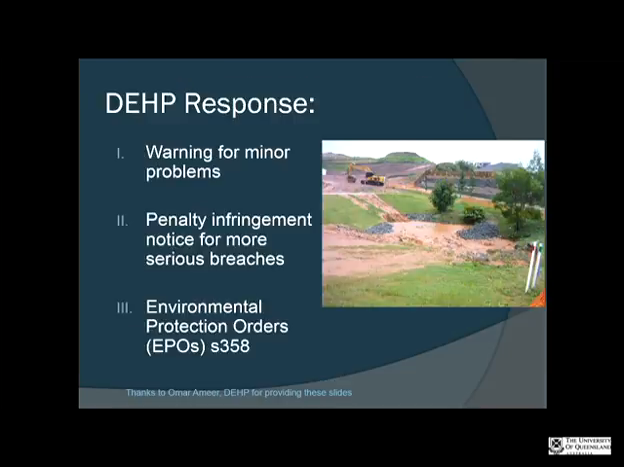So they have like a tiered system, and this is how they described it at the time. So first they get a warning for minor problems, then they will get a penalty infringement notice for a more serious breach, and they would move then onto environmental protection orders, which is a direct order to change practices on the site, to change emitting behaviours, and remember, if you are in compliance with your environmental protection order, that in itself is a defence to allegations against you of unlawful environmental harm. So that was one of the things in that list that we looked at in terms of the different authorisations that you can have.